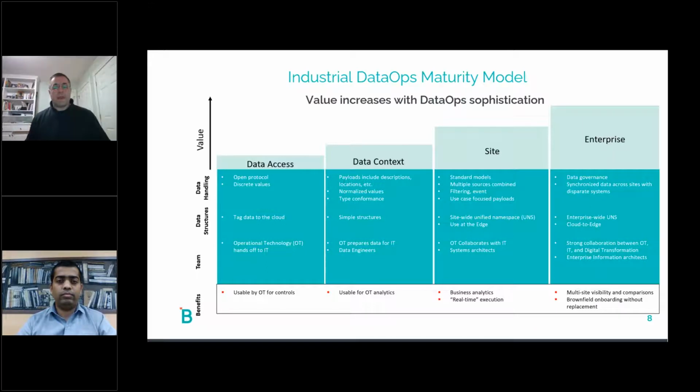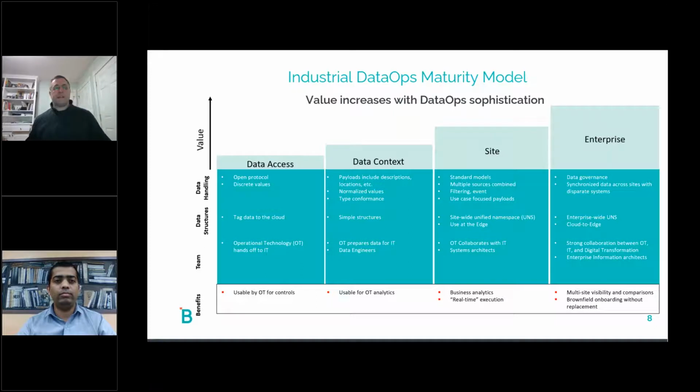The next step is site-wide industrial data ops. And when you do it site-wide, you need to define standard models, creating real structures, multiple data values put together for specific use cases. It's being able to filter the data, not just provide it at a consistent rate, but filtering it for the different use cases, and maybe even making it event-based. Providing a site-wide view and standardizing your namespace across that.